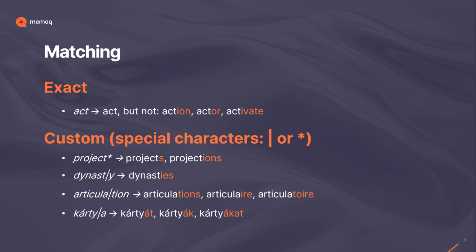Project with an ending asterisk. memoQ will recognize projects and projections. Dynasty with a middle pipe. memoQ will recognize dynasties. Articulation with a middle pipe. memoQ will recognize articulation, articulaire, and articulatoire. Quartier with the middle pipe. memoQ will recognize quartiat, quartiac, and quartiacot.